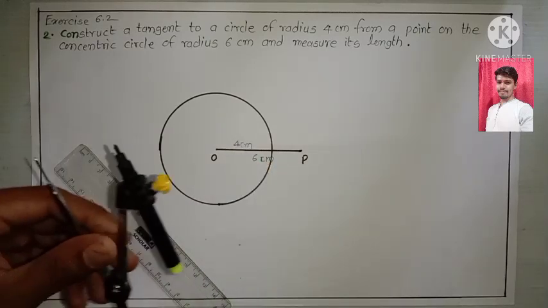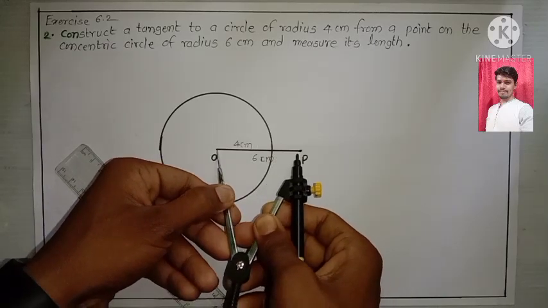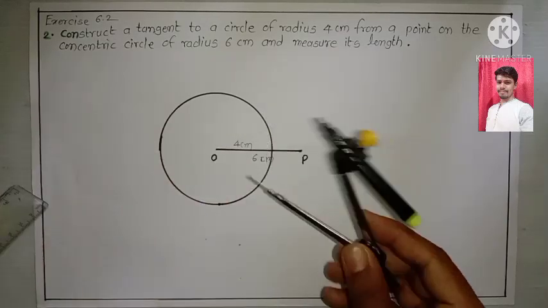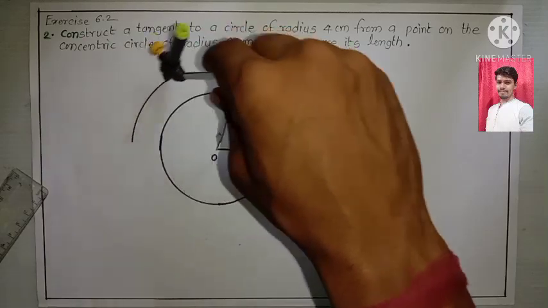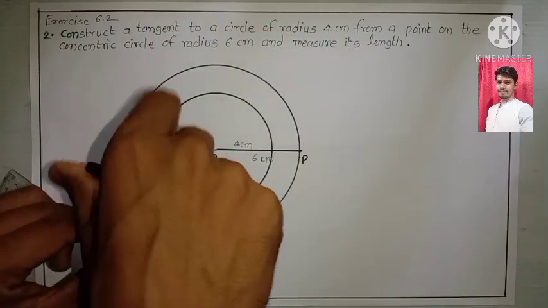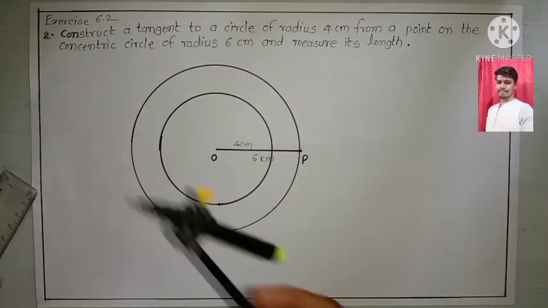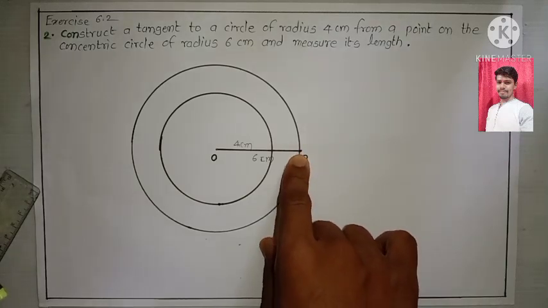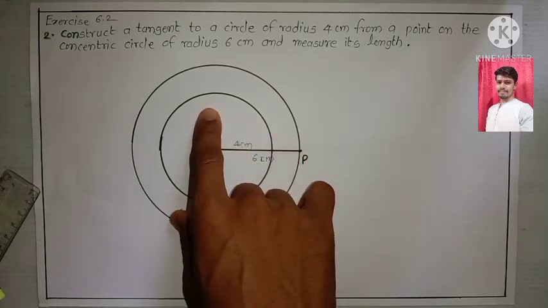Again we want one more circle. Take the OP distance, which is 6 cm, in the compass, put the needle of the compass again on point O, and draw another circle. This is how we get the given concentric circles. We want to draw tangents from this external point P to the inner circle.